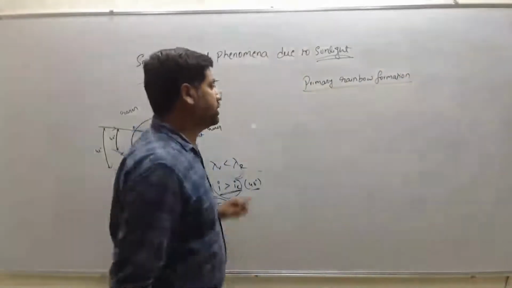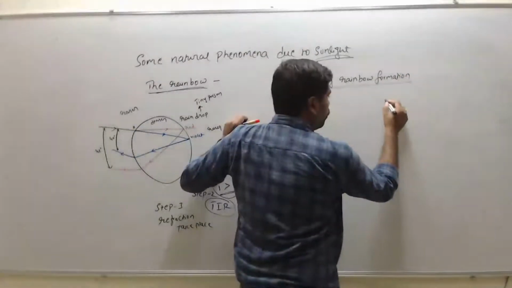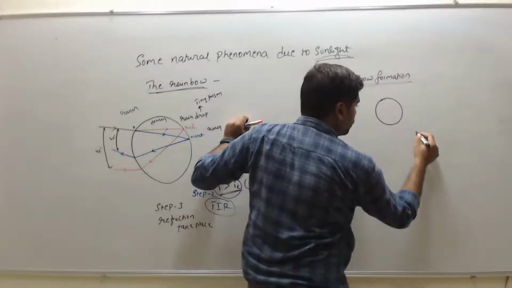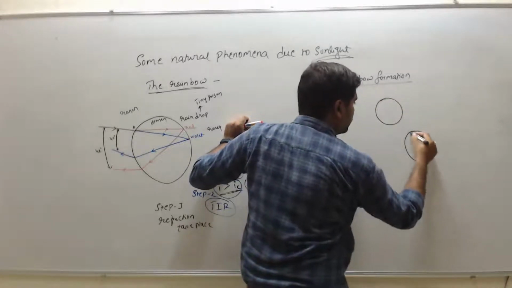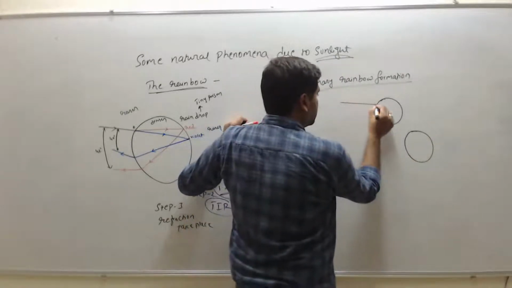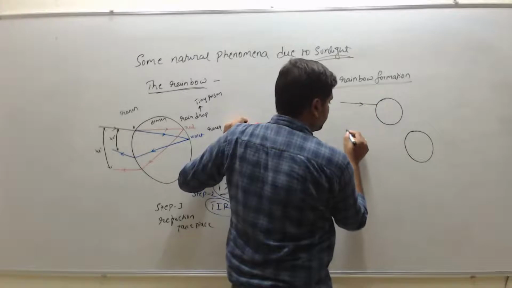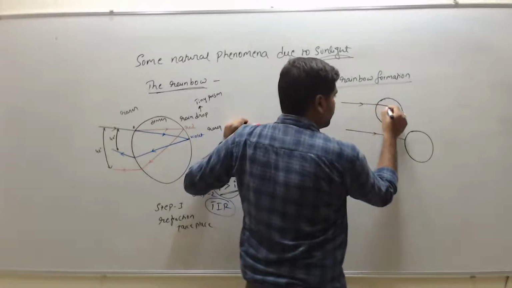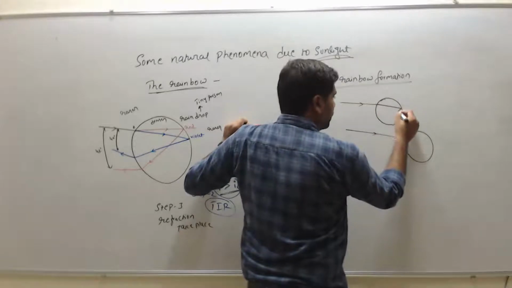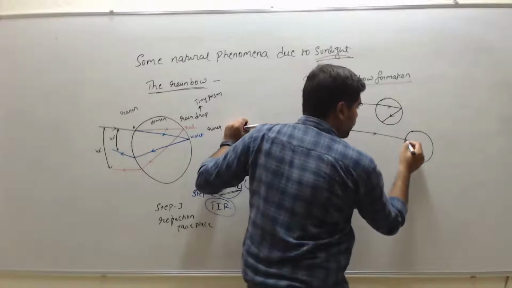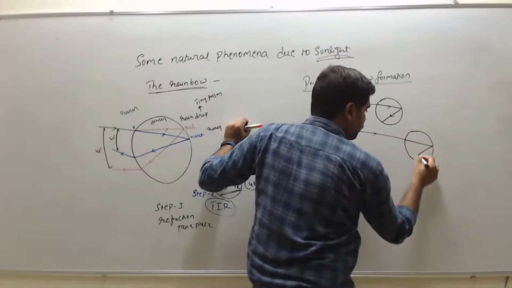Primary rainbow formation. Here we are considering two raindrops. This one is the first raindrop, and here is the second raindrop. As light enters, it gets refracted, and then total internal reflection takes place.